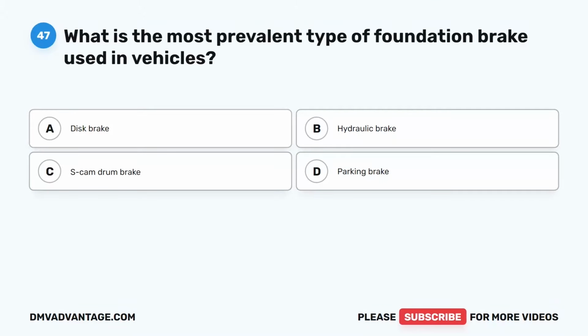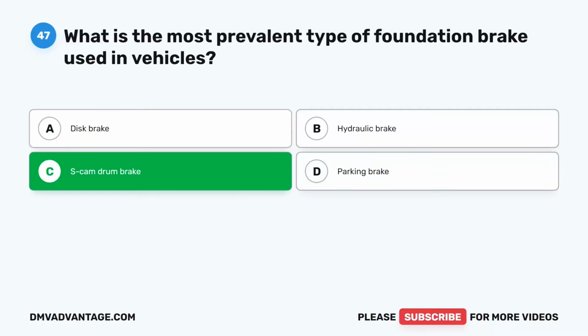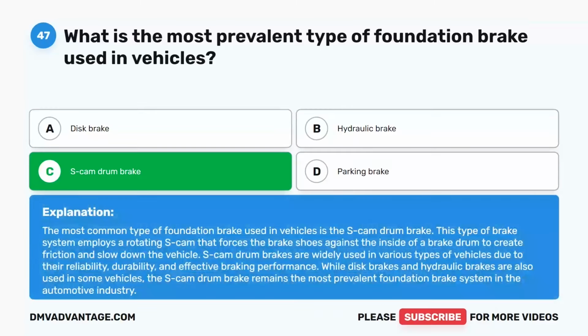Question 47. What is the most prevalent type of foundation brake used in vehicles? A. Disc brake. B. Hydraulic brake. C. S-cam drum brake. D. Parking brake. The correct answer is C. S-cam drum brake. The most common type of foundation brake used in vehicles is the S-cam drum brake.